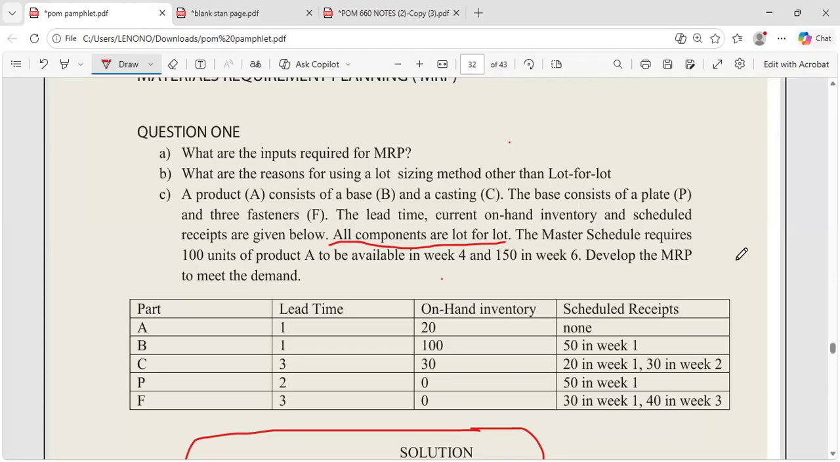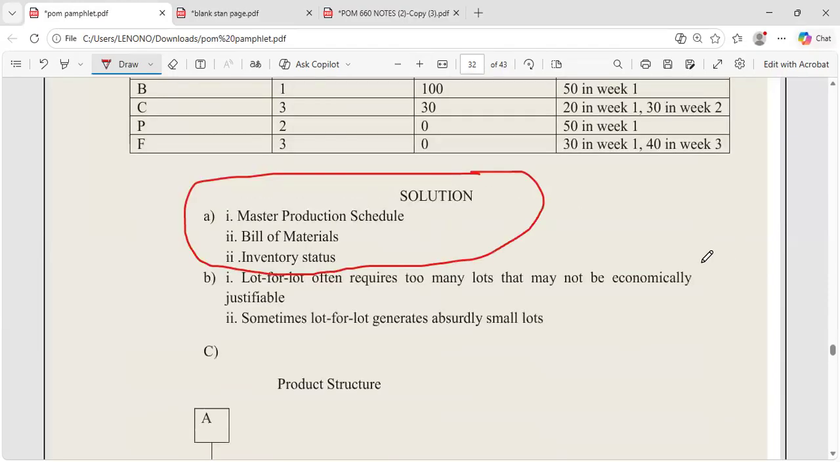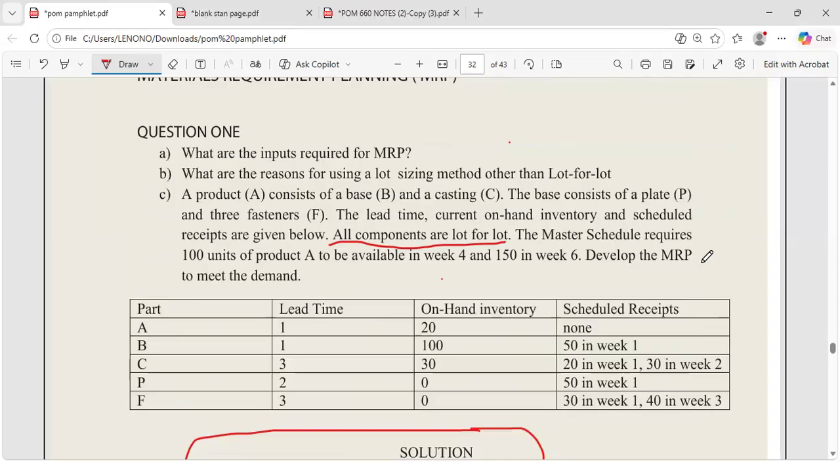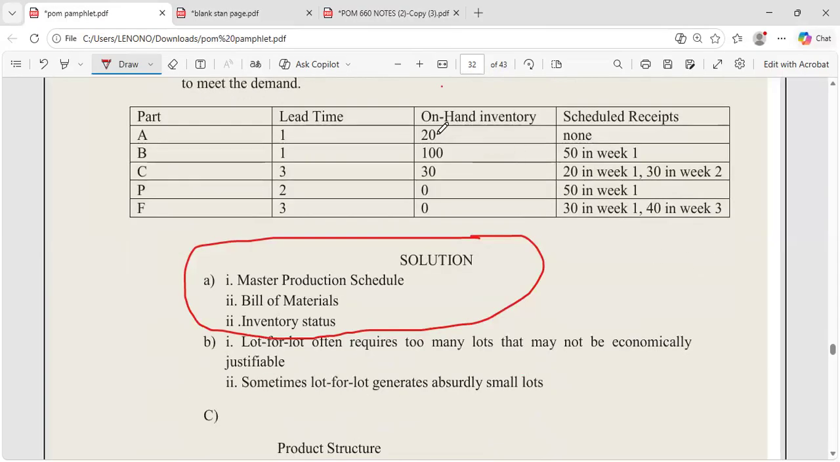All right, so when they say all components are lot for lot, it means you only order the net requirements. You get the point, right? All components are lot for lot means that you only order the net requirements. You only order a shortage. I'll explain what that means, but before anything else, let's draw a structure, which I'll transfer to the whiteboard.